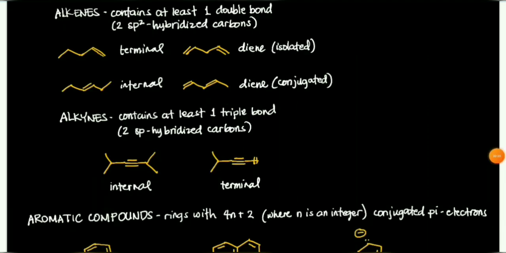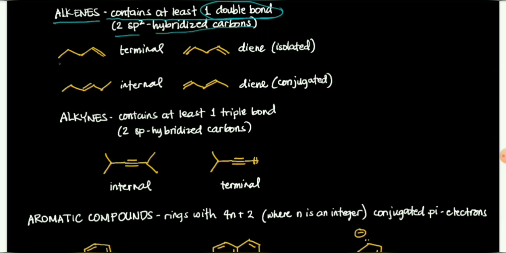Okay? The next type of hydrocarbon is alkenes. Okay? So, alkenes are hydrocarbons that contain at least one double bond. So, ibig sabihin, meron siyang dalawang sp2 hybridized carbons na bonded sa isa't isa. So, isang sigma bond and isang pi bond yun. Kaya siya double bond. Okay?